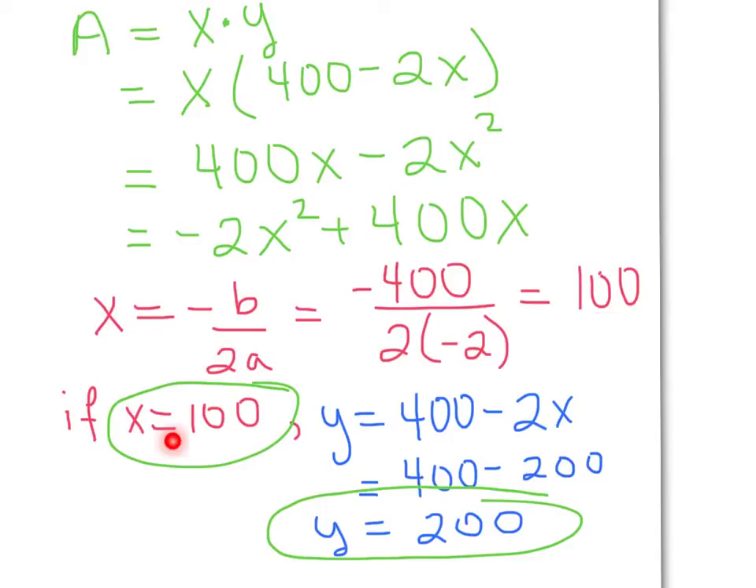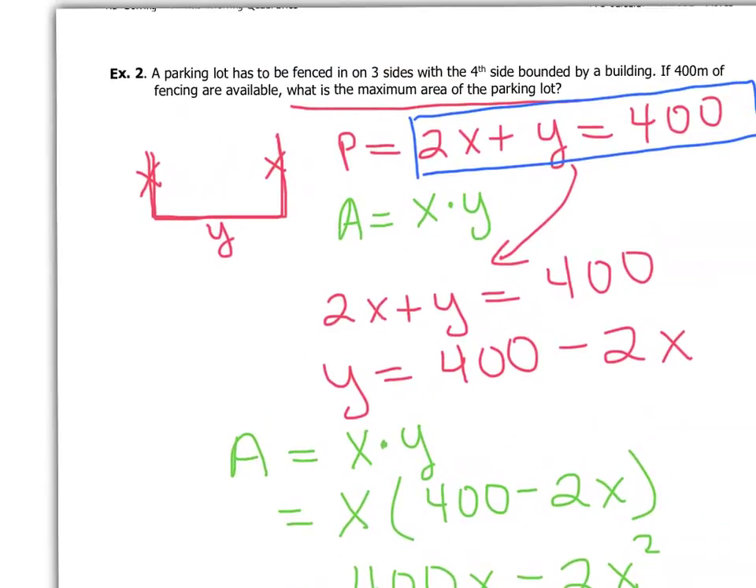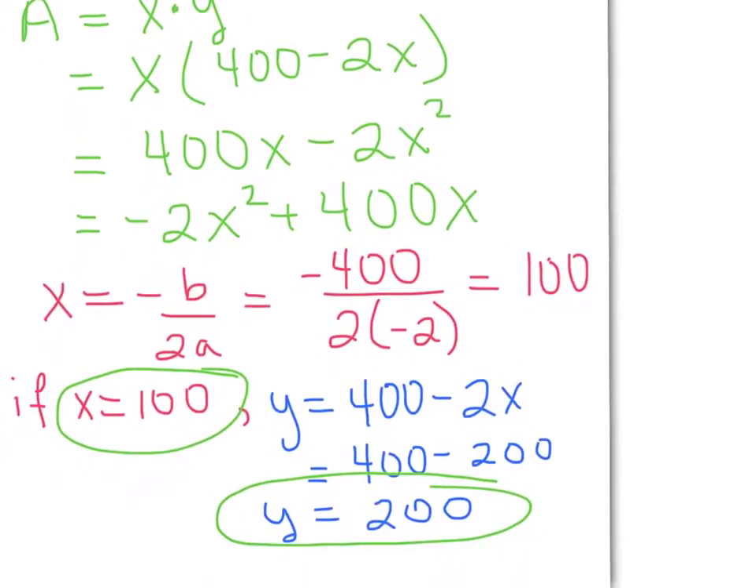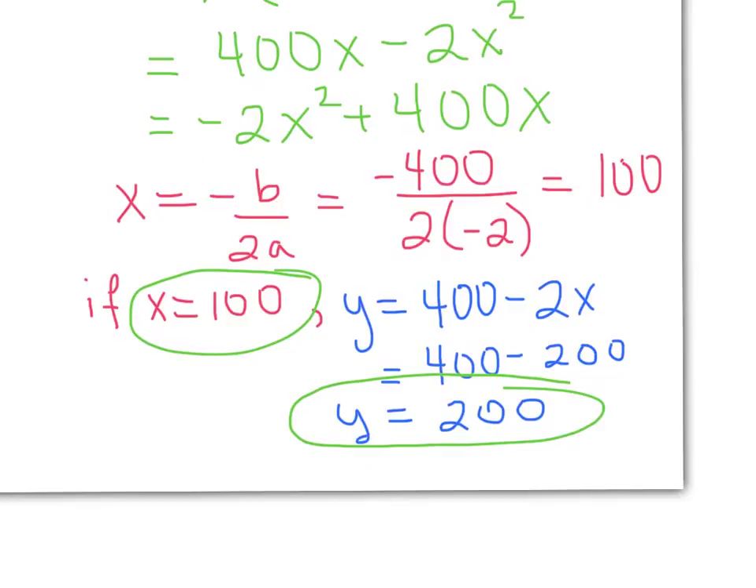Now, if x is equal to 100, then what is y? Y is going to be this length over here, right? So you've got this y over here. We need to figure that out. We use our equation that we had earlier of y is equal to 400 minus 2x. Substitute our x as being 100. We end up with y equals 200. So now this tells us that our fence would be 100, 100, and 200. And if you add all of those up together, you get 400 meters of fencing.